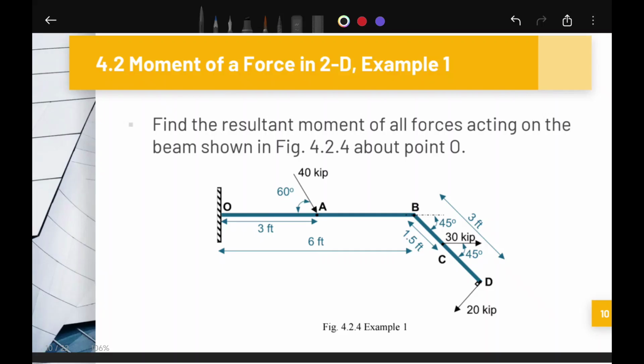Let's start with a simple example. In this example, the resultant moment of all forces acting on the beam about point O is asked. We have three forces in here: 40 kip, 30 kip, and 20 kip. Our strategy is simple. We will compute individual moments and then take the algebraic sum.